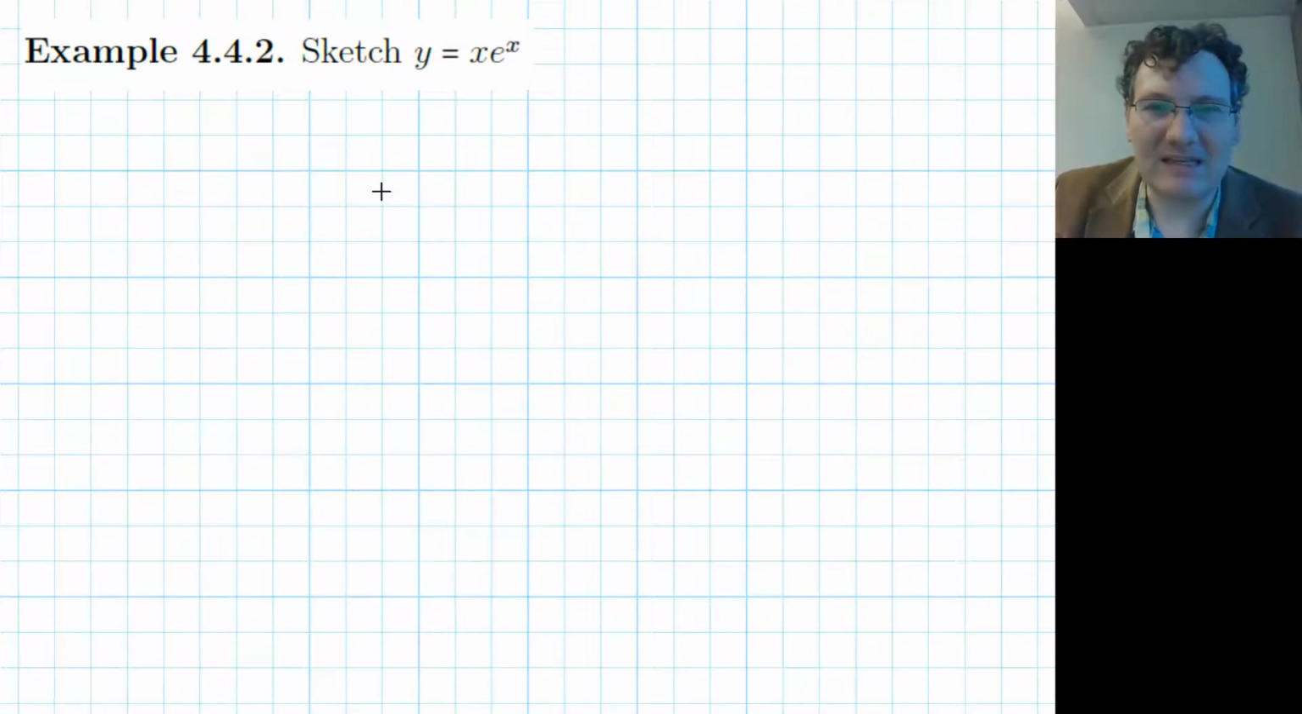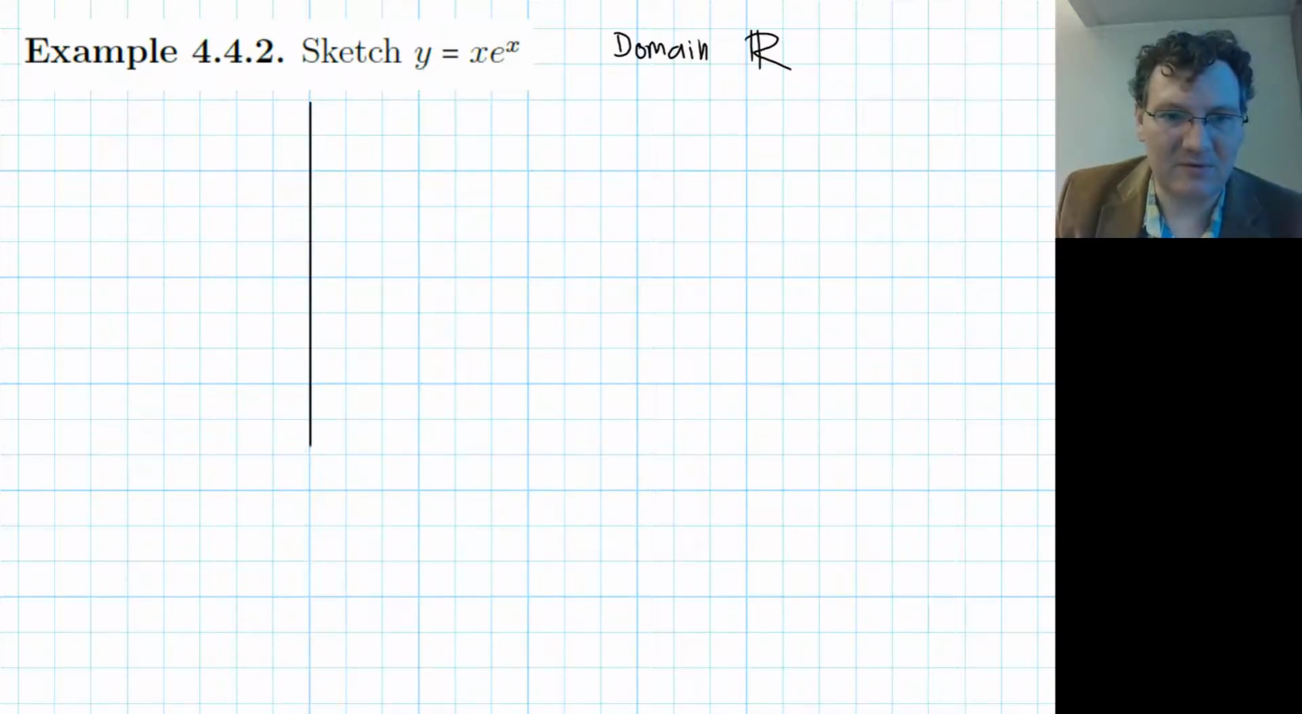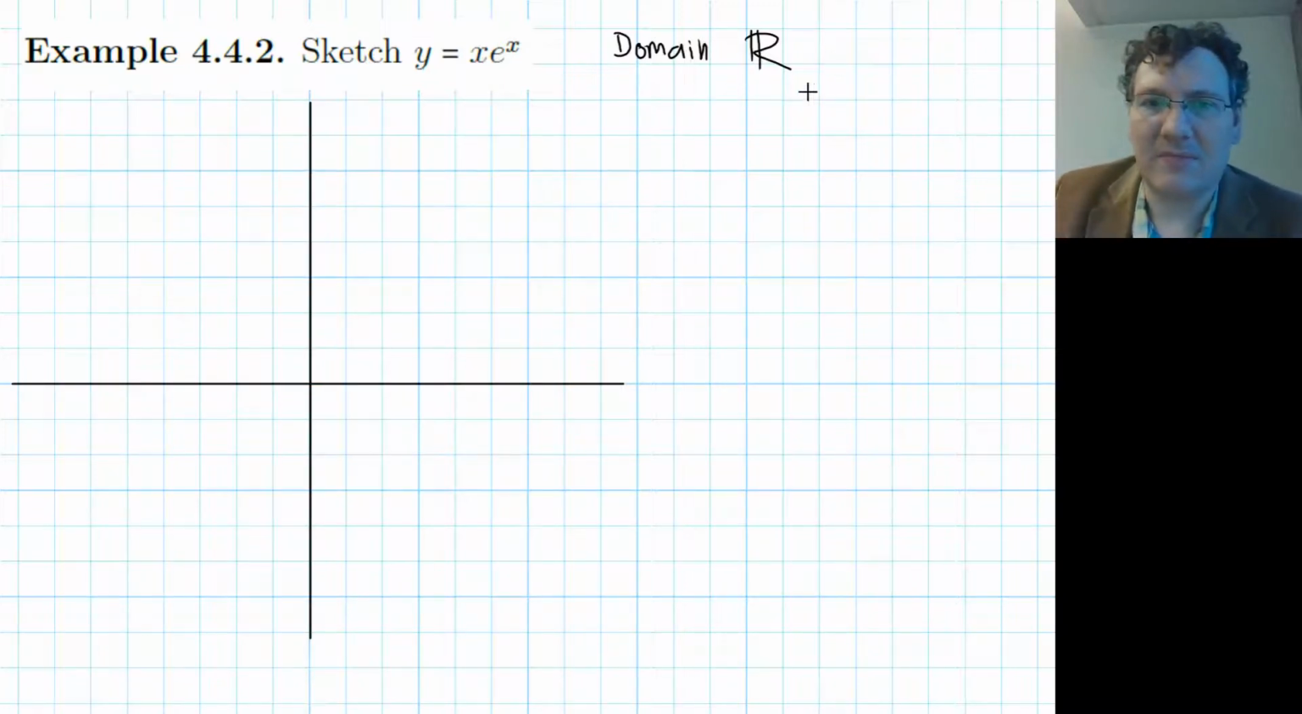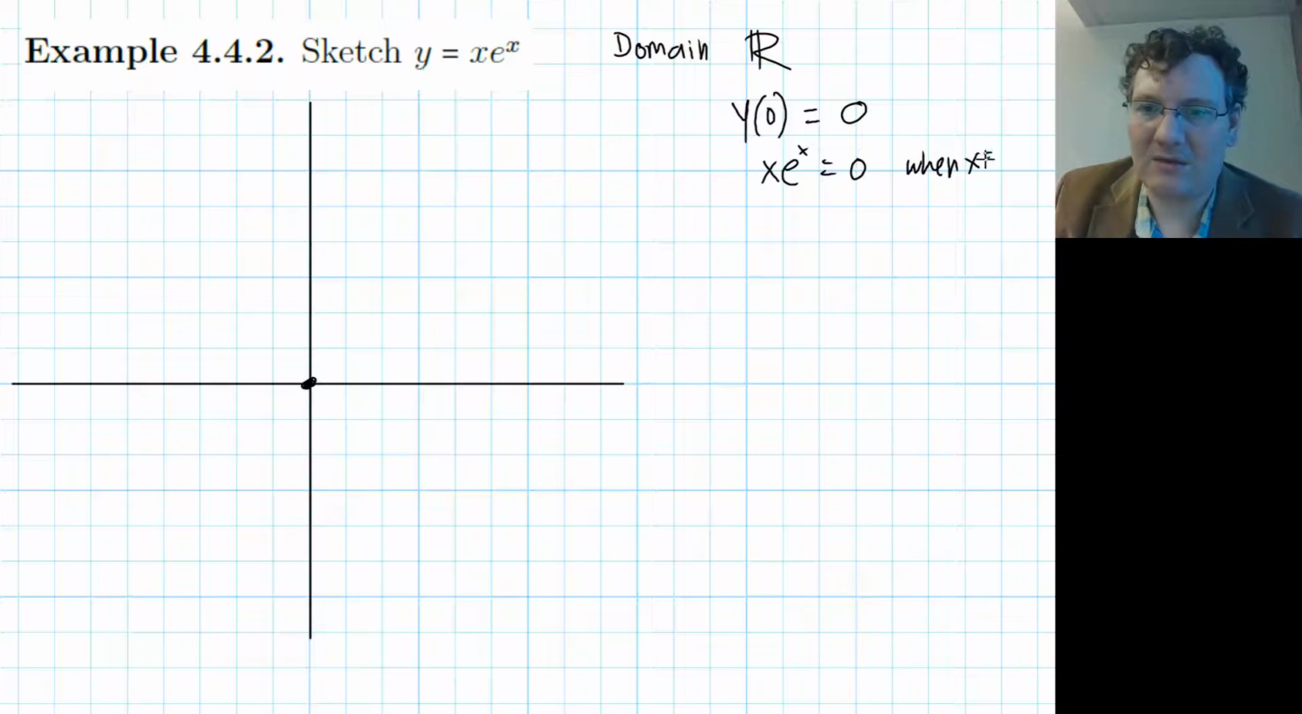Okay, let's take y equals x times e to the x. First off, the domain is going to be all the real numbers. And let's put in some axes for this. We've got y of 0. The y-intercept is going to be 0, so we know that this is going to intersect right here at that point. This is also the only time that x e to the x is equal to 0, when x equals 0. So there are no other x-intercepts.